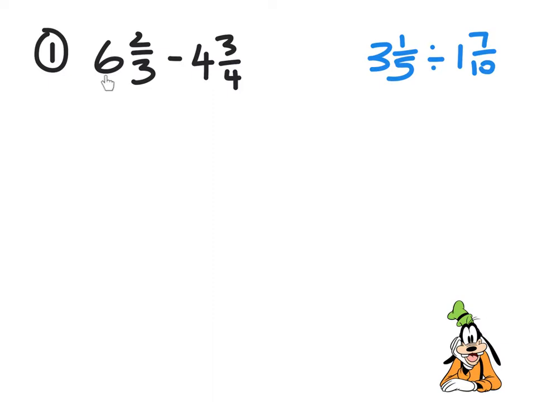First thing we need to deal with in this question is the whole numbers. So 6 take away 4, which we know is 2. Then we need to deal with the fractional part, the 2/3 and the 3/4. So to do the subtraction there, we need to find a number which both 3 and 4 divide into. So that's going to be 12 on the bottom.